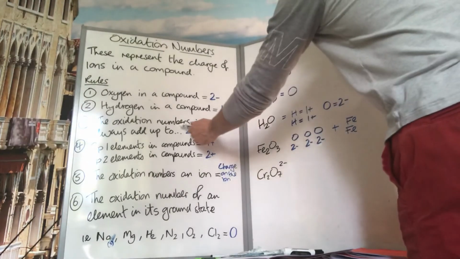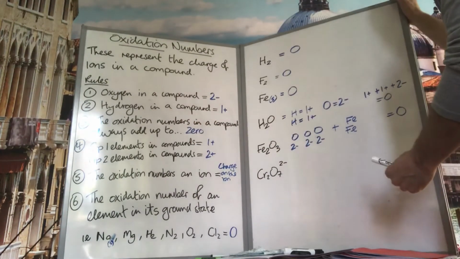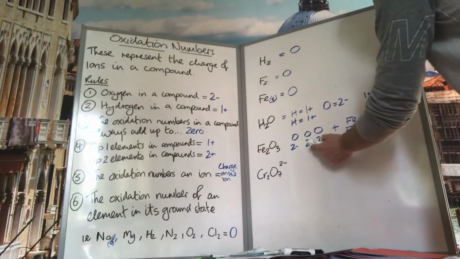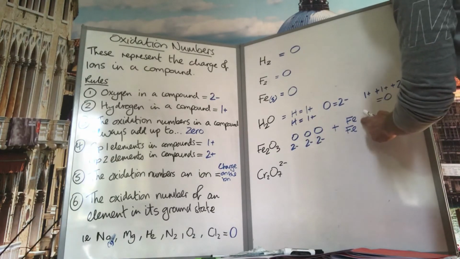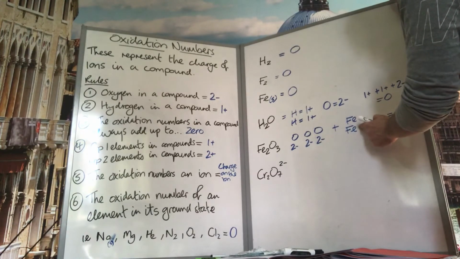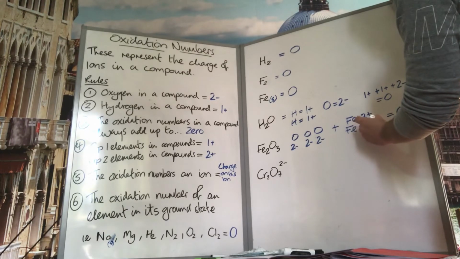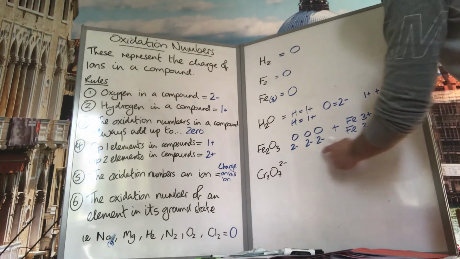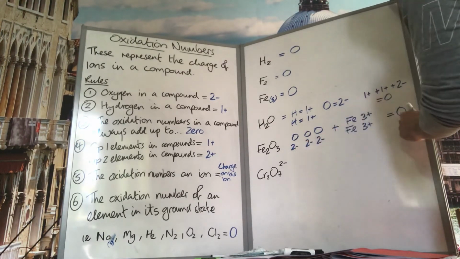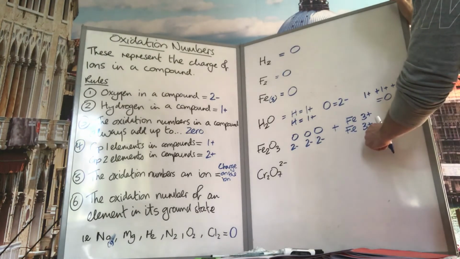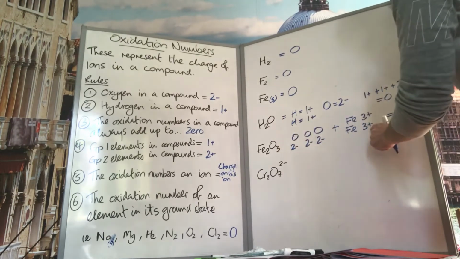So that goes back to rule number 3. So here we have 6 minuses, and we have to cancel out those 6 minuses with 2 lots of iron. So each one of these must be 3 plus. 6 pluses, 6 minuses equals 0. Okay, so the oxidation number for iron in this compound is going to be 3 plus.